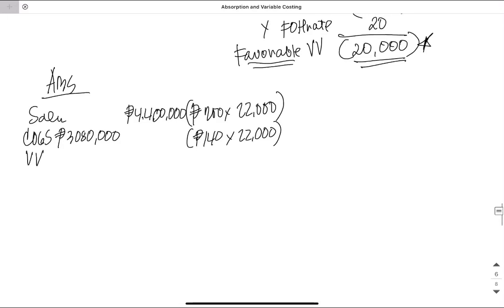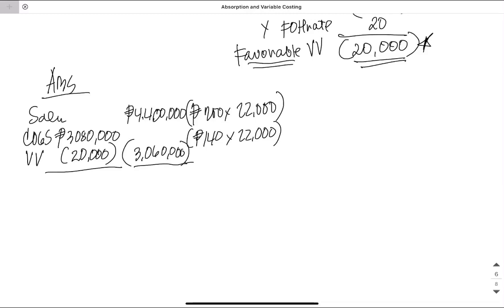So volume variance 20,000 negative, so you just have to copy the sign. If it's negative, then it's a deduction to your cost of goods sold. But if it is being adjusted to your net income, of course, favorable, therefore it would be added. So a deduction to your cost of goods sold is favorable, but when it comes to net income, it's an addition. That's why favorable. Anyway, so this would be 3,060,000.